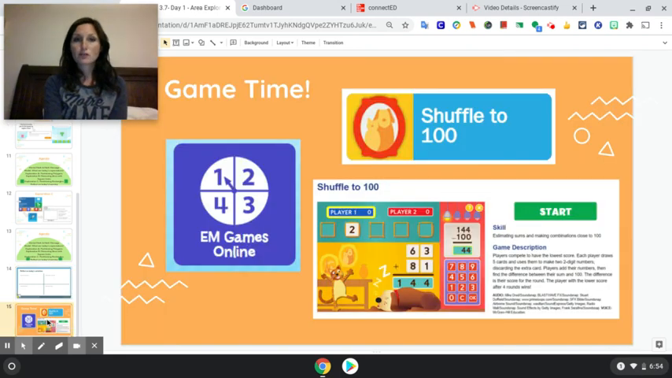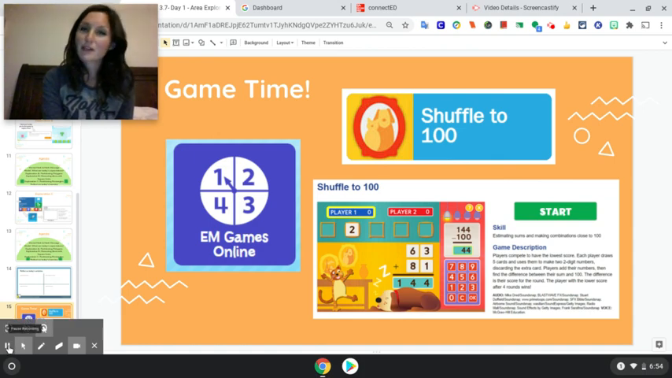And then for some extra fun, you can play this game, Shuffle to 100, to practice those addition and subtraction strategies. All right. Let me know if you guys have any questions.